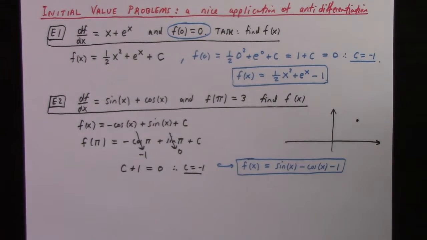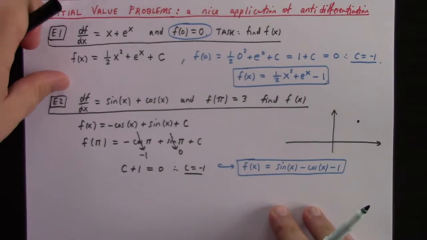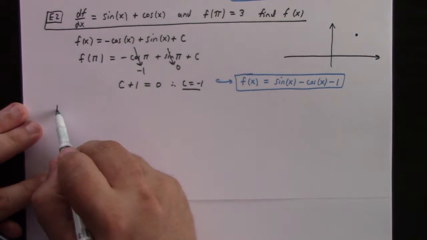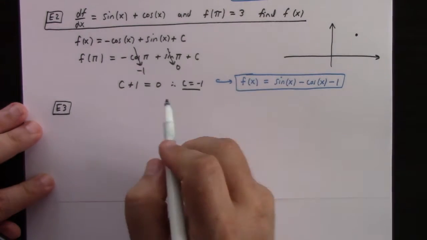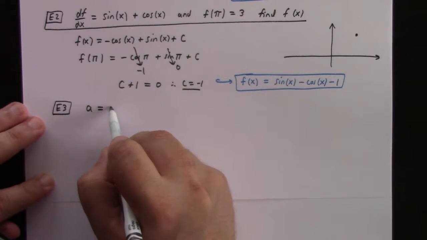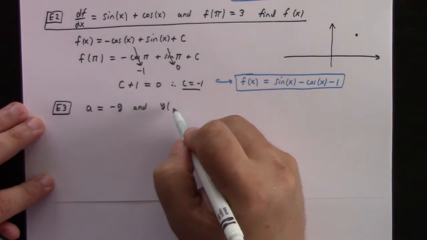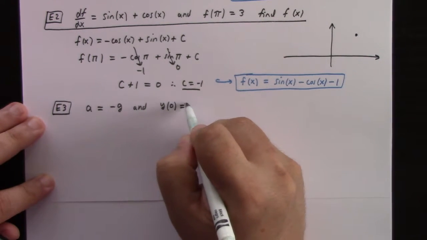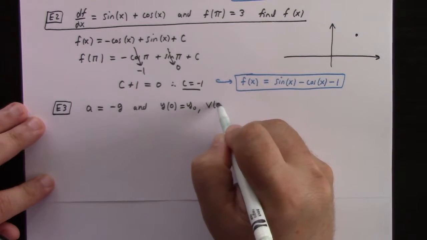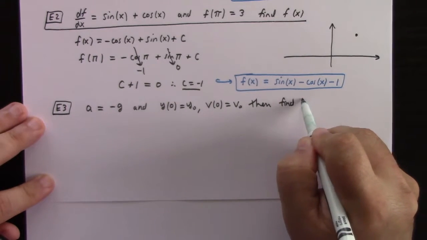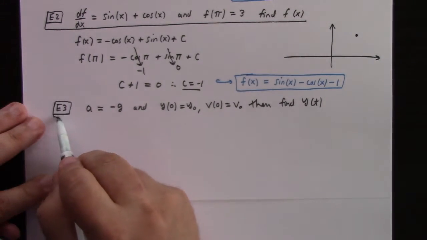Now, of course, the main application for the initial value problem comes to us from physics. This is a pretty standard example. I'll do this standard example for you, and then we'll call it quits and shift over to U substitution. Example 3: if I know that the acceleration is equal to minus g, and if I know that y at time 0 is equal to y naught, and the velocity at time 0 is equal to v naught, then find y of t. Y is a function of time.